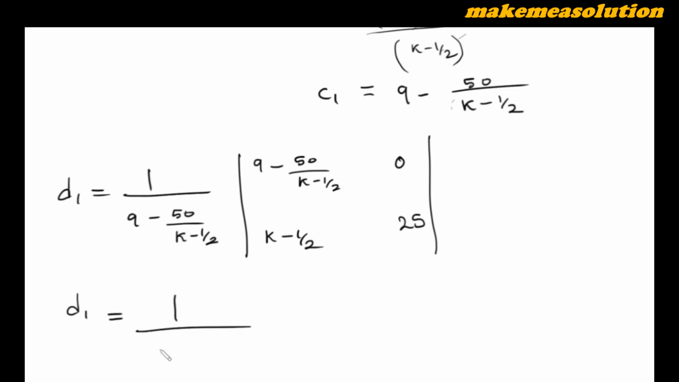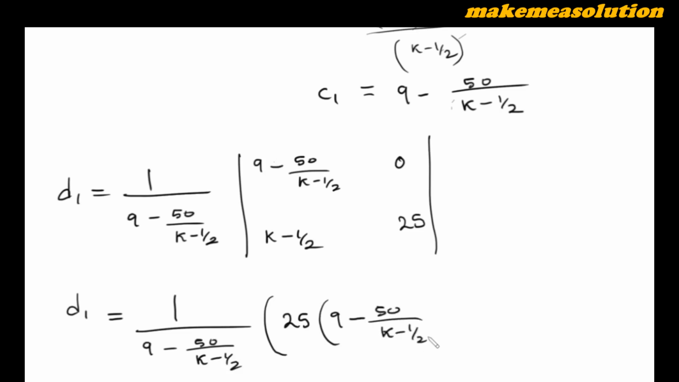You get 1 divided by (9 minus 50) all over (k minus half) into this times this, which is just going to be 25 multiplied by (9 minus 50) all over (k minus 1) over 2. Is that okay? This is what will result, because this times this is 0, so this value minus 0 is just this value. So as you can see, this one can cancel out. At the end of the day, your D1 will just be what? 25. Is that okay? So D1 is 25.